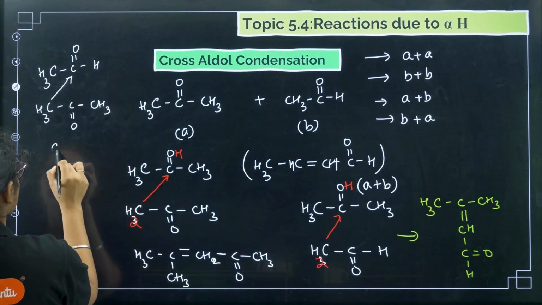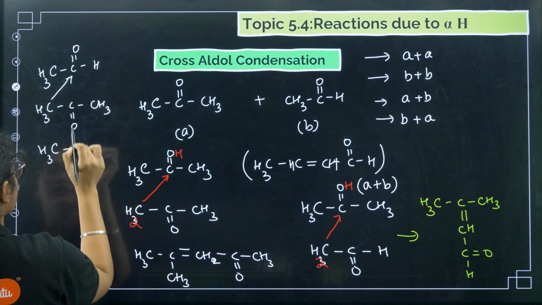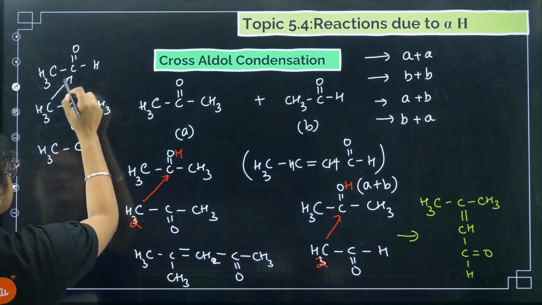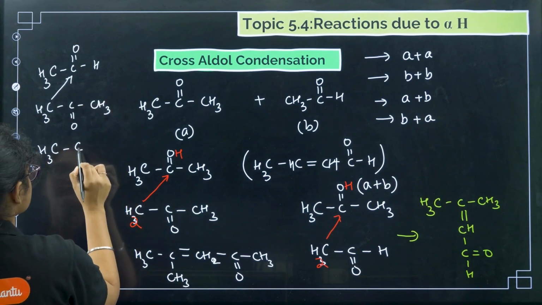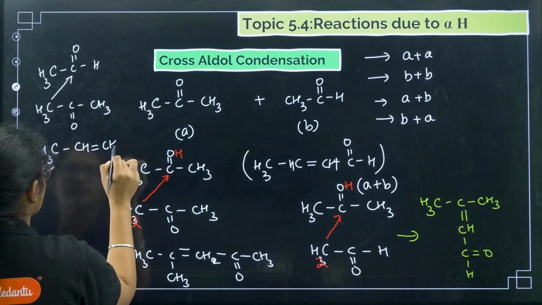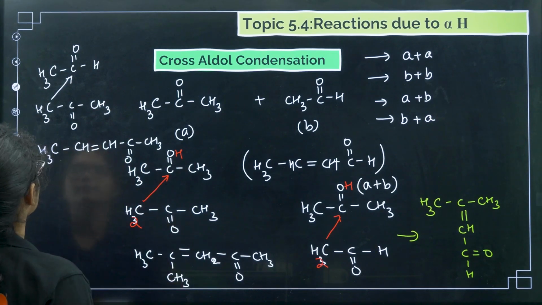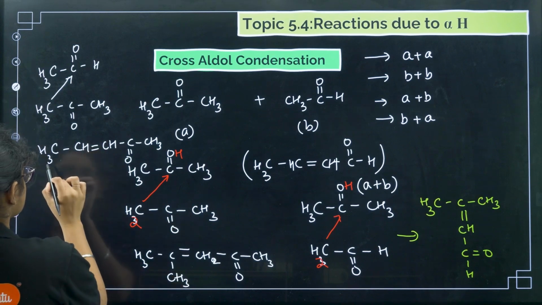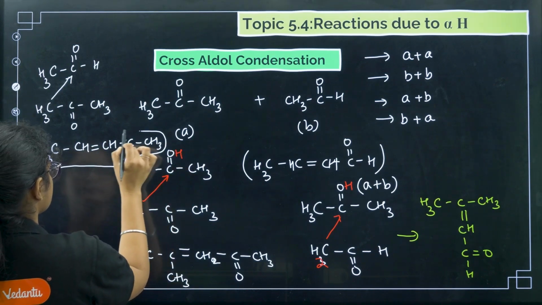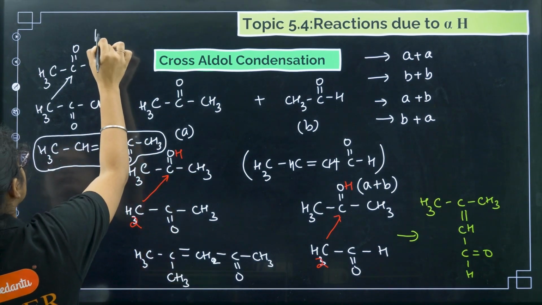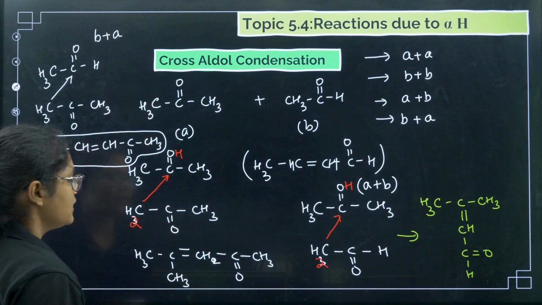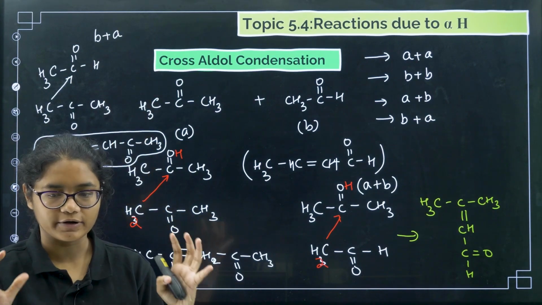Okay, so what I'll get, CH3, here I'll get CO, so there will be a double bond between these two carbons. By now we have practiced that. Then we'll get CO and CH3. Okay, so this is my product for B plus B, sorry, B plus A. Now let us write all the 4 products together.